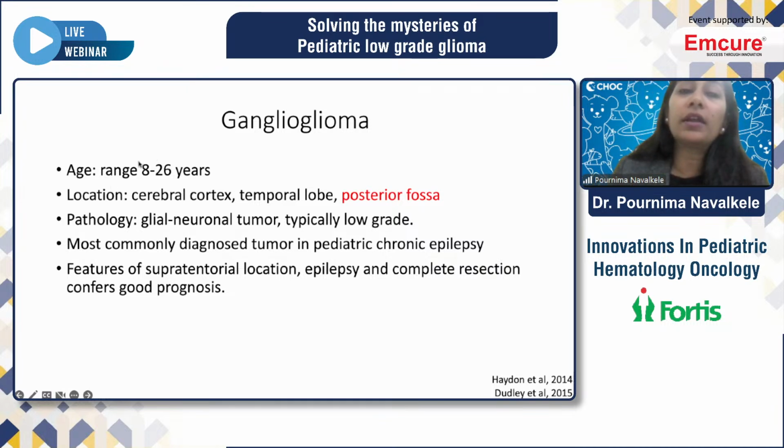It's typically noted in adolescent age group, and located in cerebral cortex, temporal lobe, sometimes in posterior fossa. The pathology is glioneuronal tumor and low grade. And this is the most common diagnosis found in pediatric patients with chronic epilepsy syndrome. The features of being in supratentorial location, having epilepsy diagnosis, and undergoing complete resection does confer a good prognosis for these tumors.